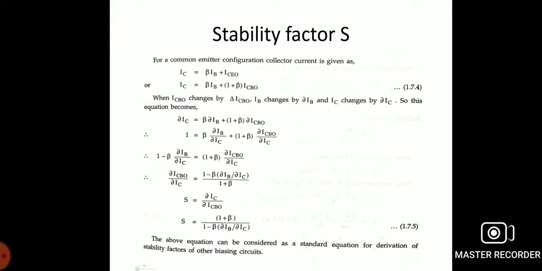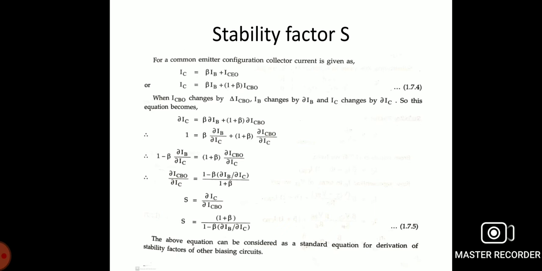Now we have to justify the stability factor of the collector base leakage current into the collector current. That is, S = ∂IC/∂ICBO = (1 + β) divided by (1 − β ∂IB/∂IC), where 1 + β is the current amplification factor of the output current, and the denominator involves the base current divided by the collector current. So this equation can be considered a standard equation for the derivation of the stability factor of other biasing circuits.